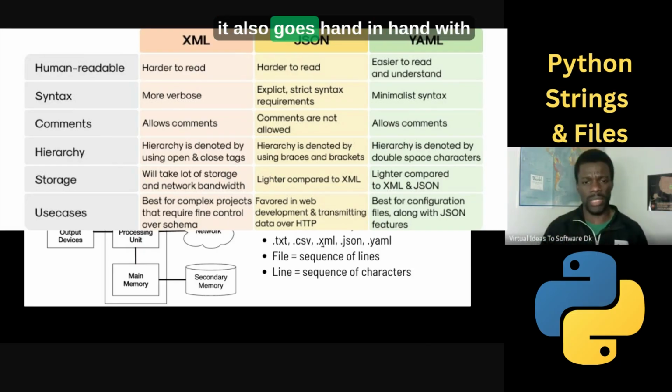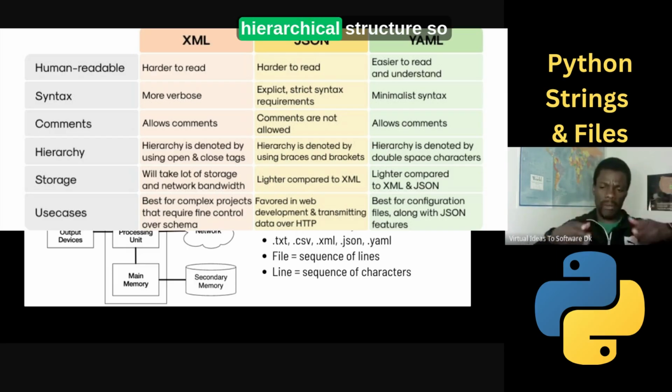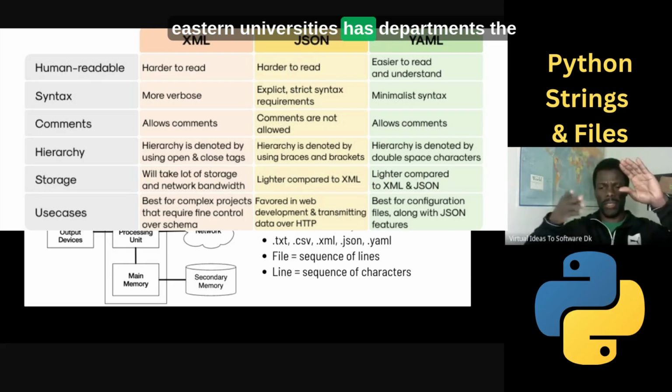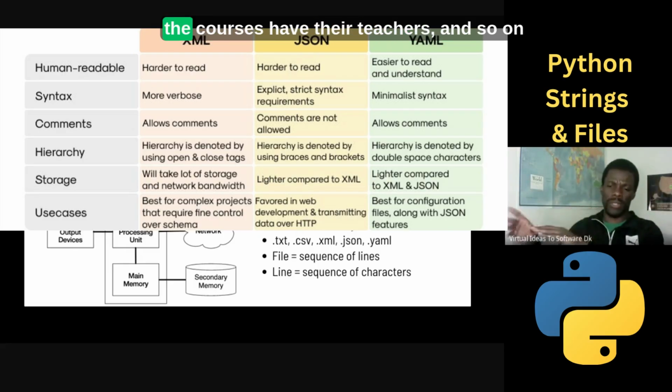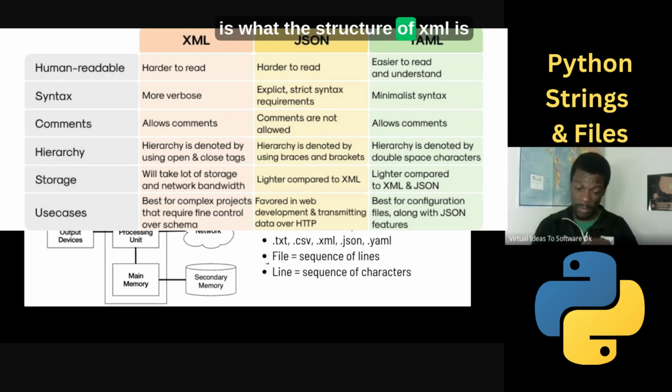And it also goes hand in hand with hypertext markup language. So HTML just has a hierarchical structure. So you can say, okay, these are the universities. Each university has its departments. The departments have their courses. The courses have their teachers, and so on and so forth. So that is what the structure of XML is.